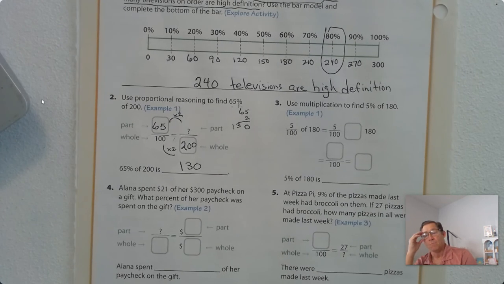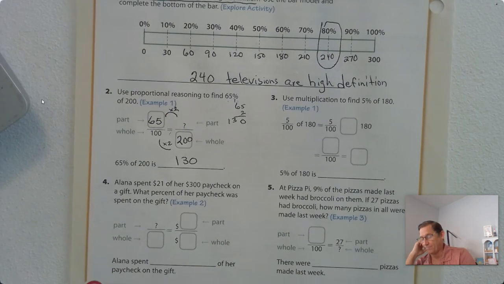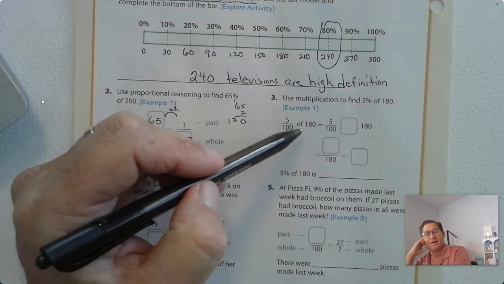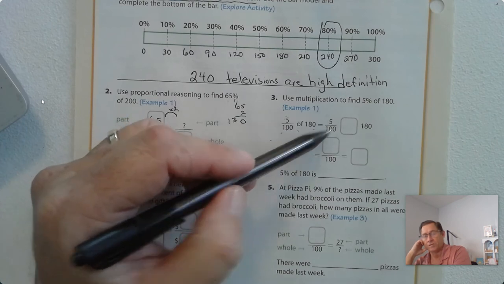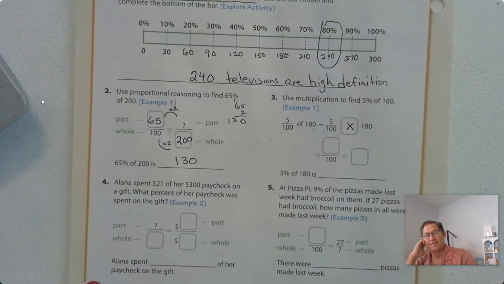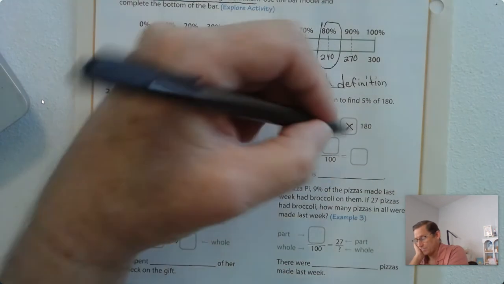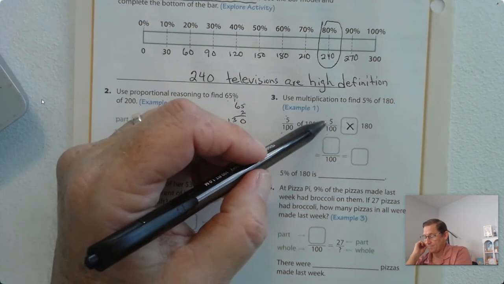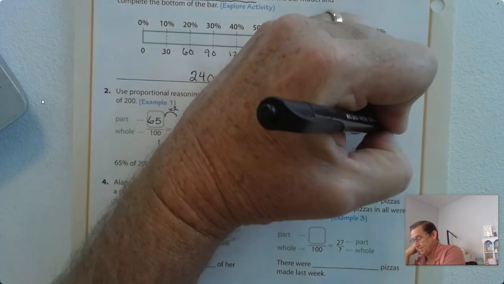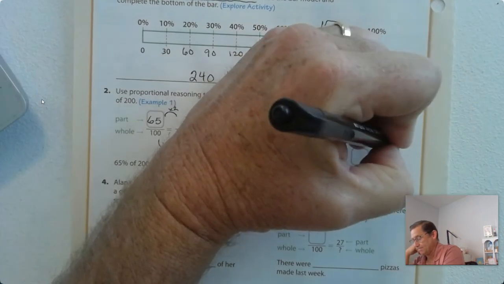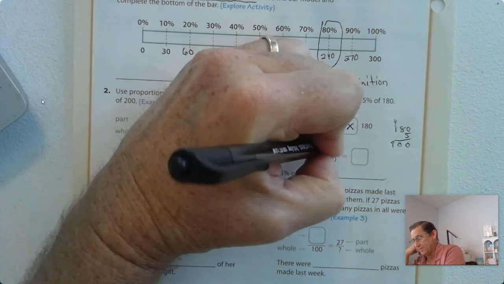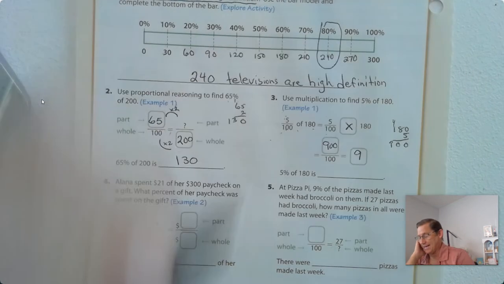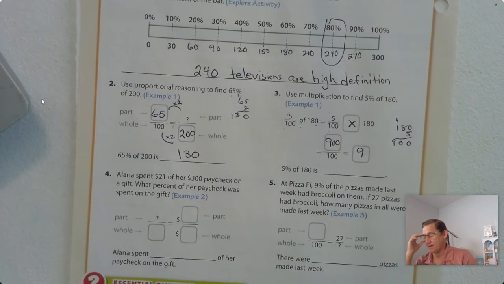All right, number 3, use multiplication to find 5% of 180. 5 100ths, because 5% means 5 100ths of 180. 5 100ths times 180. Could also use a dot, right? So multiply 5 times 180. We'd get 900 100ths. 900 over 100 is 9. So 5% of 180 is 9.